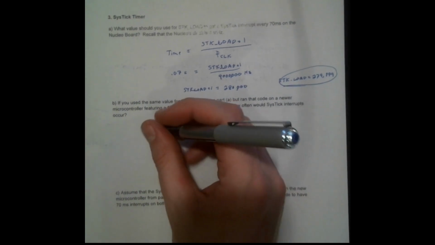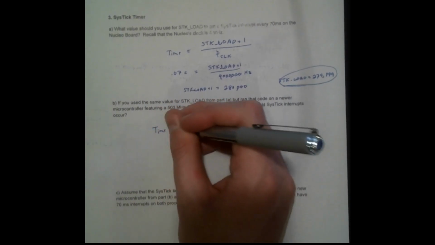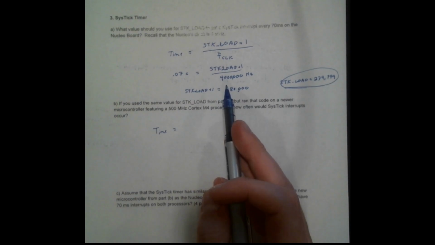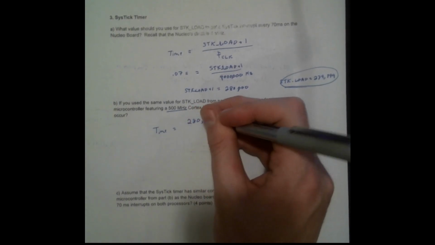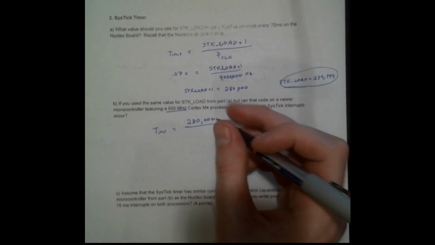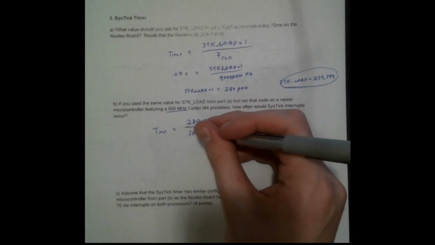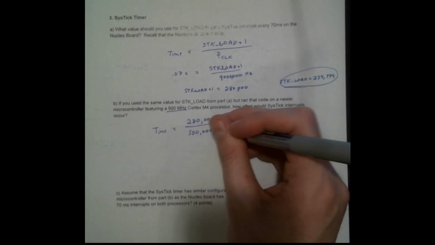Then part B: if you use the same value for STK load from part A, but ran that code on a newer microcontroller featuring a 500 megahertz Cortex M4 processor, how often would SysTick interrupts happen? So the idea here is that we're fixing STK load, and we are changing the clock speed to 500 megahertz now instead. So we're leaving STK load the same. So STK load plus 1 is going to be 280,000. And then we are going to have a 500 megahertz clock, which is 500 million hertz.